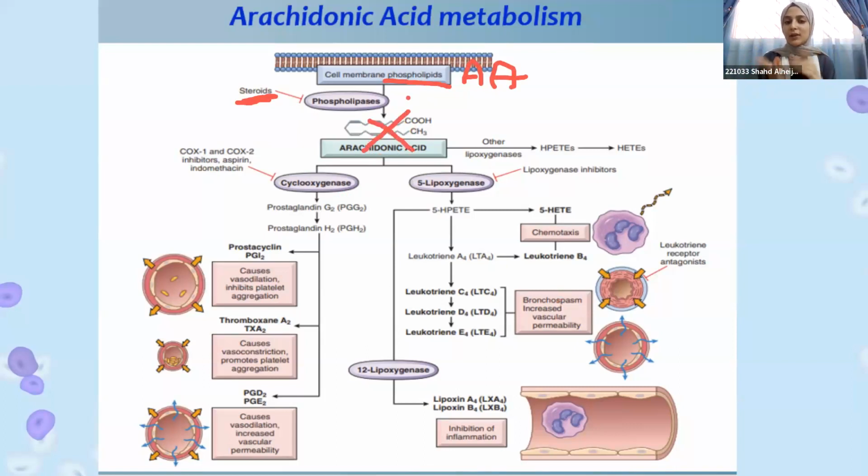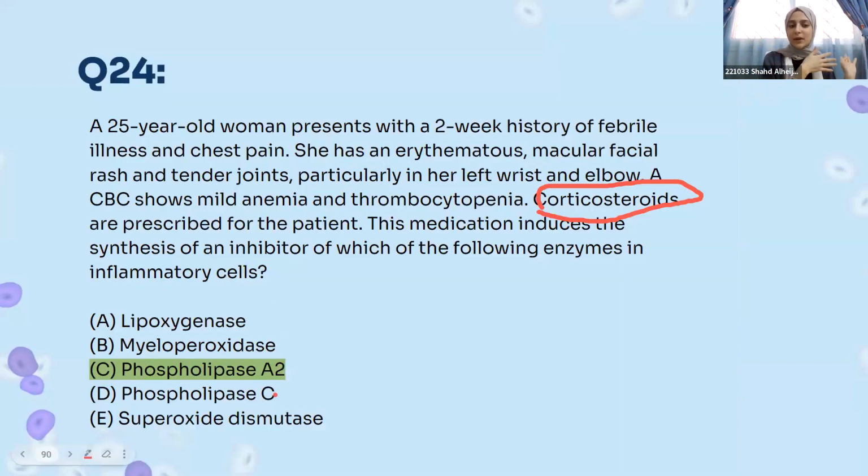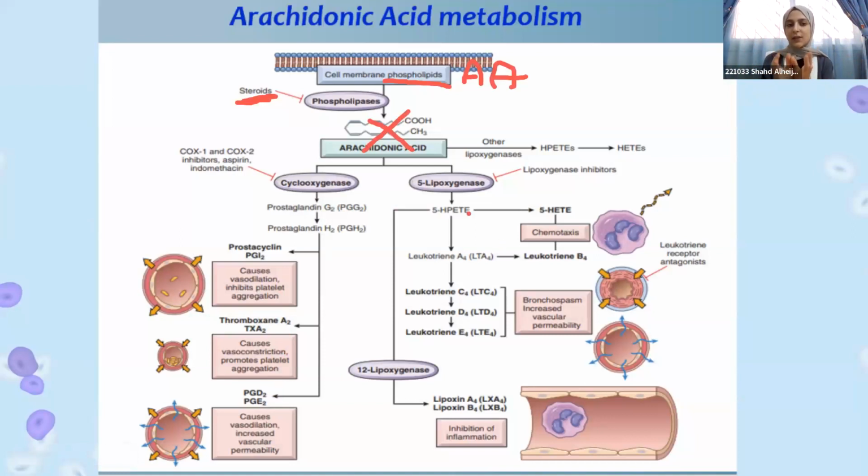Now in the options we had another phospholipase, which is phospholipase C. This is involved in the cell signaling pathway, which is not involved in this step. So here we have phospholipase A2. After arachidonic acid, we have 2 pathways, either the cyclooxygenase or the lipoxygenase pathway. Cyclooxygenase would give us the prostaglandins, the thromboxane, and prostacyclins, while the lipoxygenase pathway will give us the leukotrienes, leukotriene B4, C, D, and E.